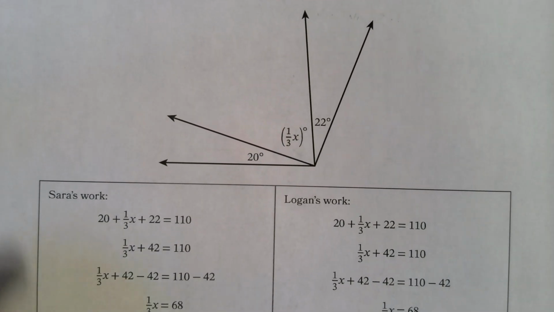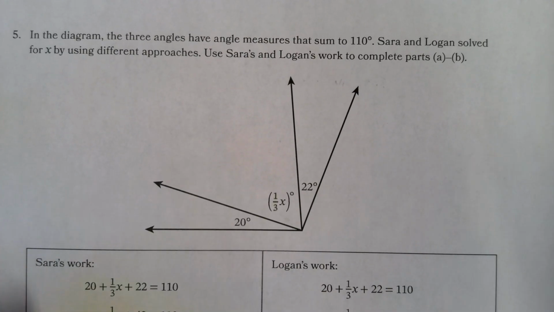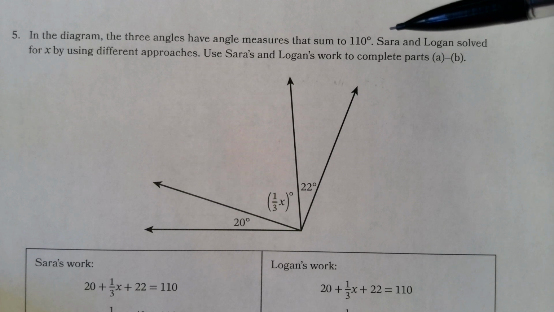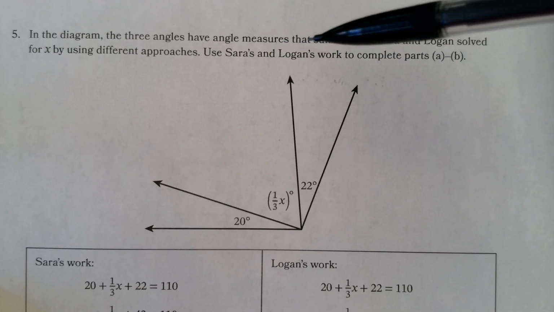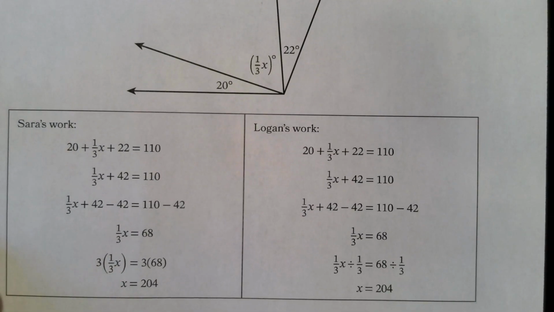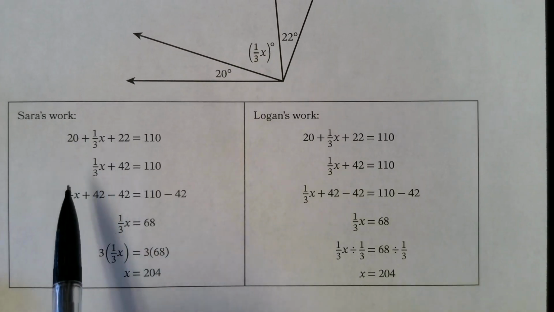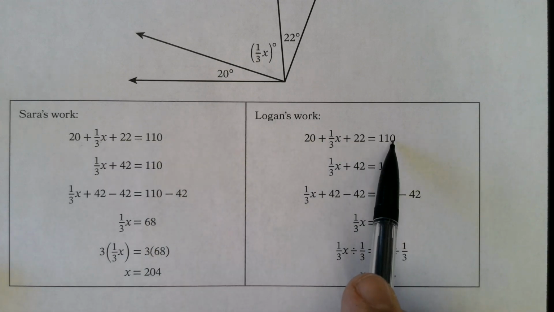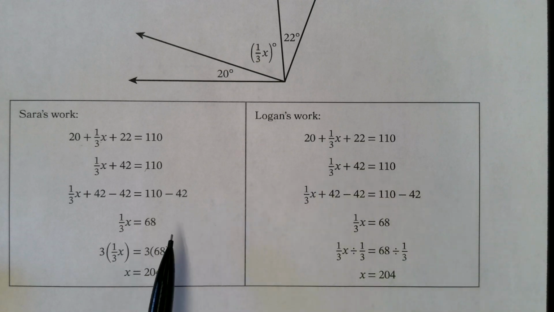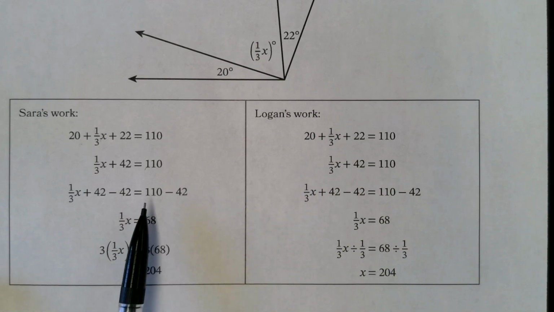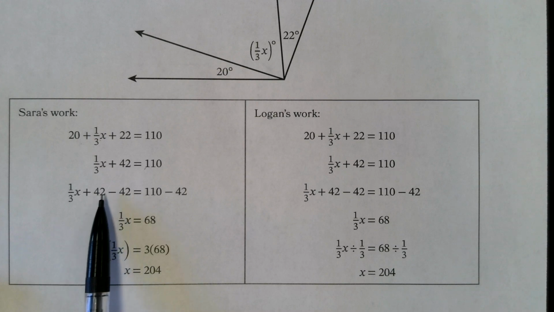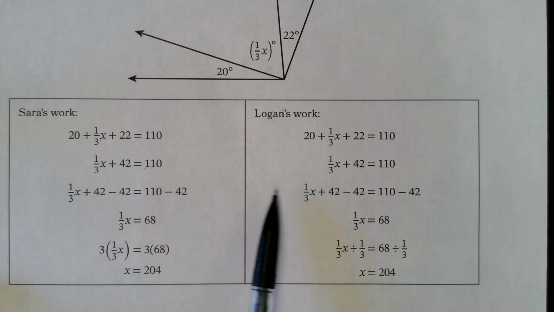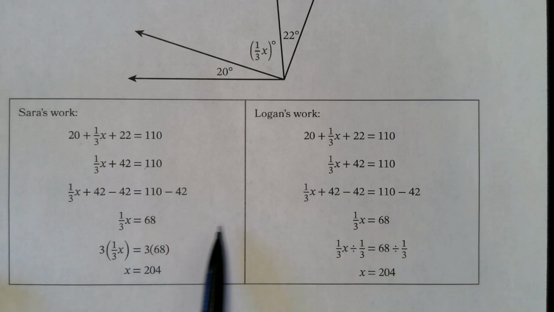Okay, in our last question, we have Sarah and Logan. It says the 3 angles have measures that sum to 110 degrees. Sarah and Logan solved for x using different approaches, so we're going to look at the work. They both start out by adding all 3 angles and setting it equal to 110, and they combined their like terms. Then they both got rid of that non-variable number by subtracting 42, since it says plus 42. And they both ended up with 1/3 x equals 68.